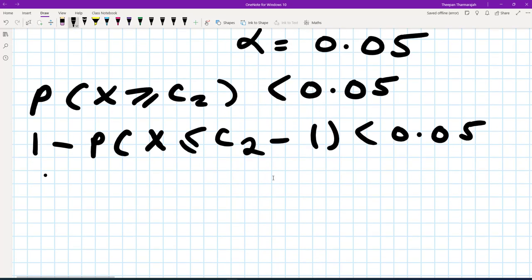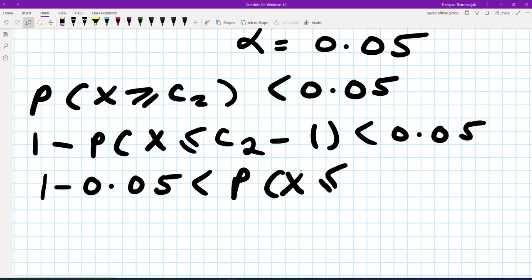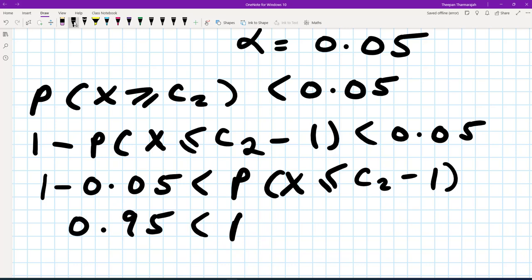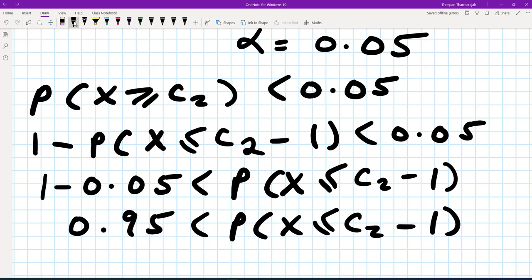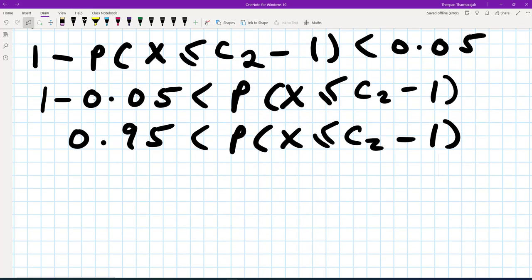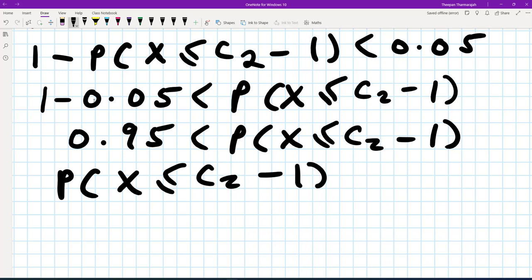So 1 minus 0.05 is strictly less than the probability that X is less than or equal to C2 minus 1. So 0.95 is strictly less than the probability that X is less than or equal to C2 minus 1. In other words, the probability that X is less than or equal to C2 minus 1 is strictly greater than 0.95.